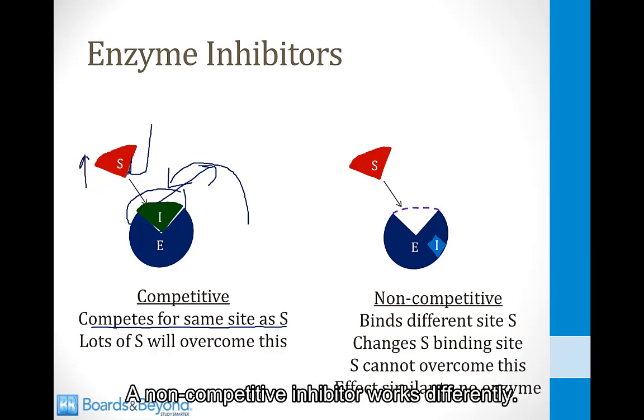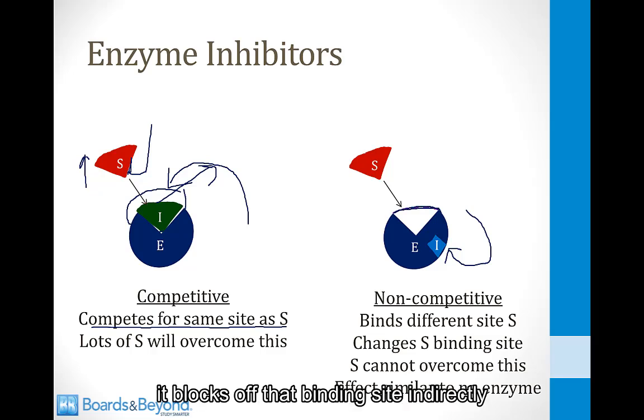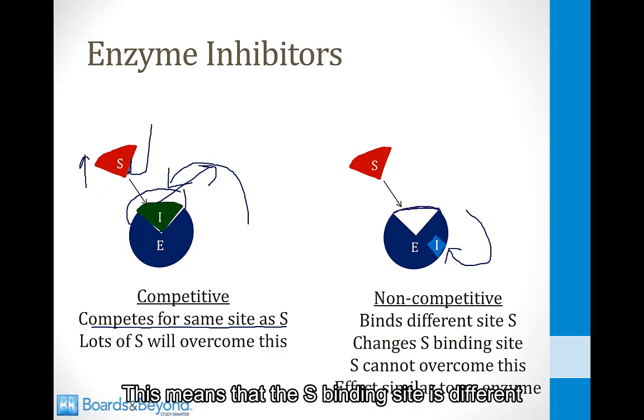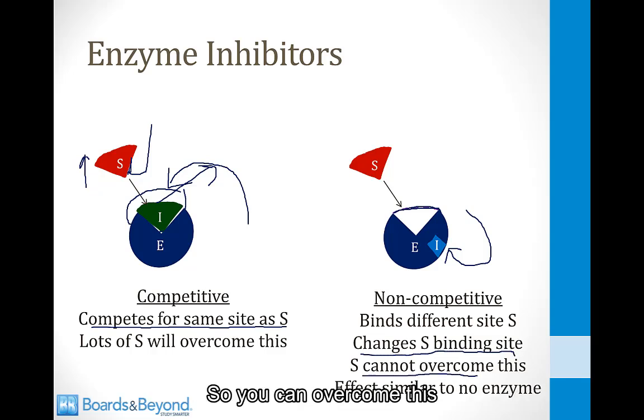A non-competitive inhibitor works differently. It binds to some different site on the enzyme away from where the substrate binds, and it changes the shape of the enzyme so that there's no ability for the substrate to bind anymore. In other words, it blocks off that binding site indirectly by binding to some other area. This means that the S binding site is different, and it doesn't have the right shape to fit S anymore, so you can't overcome this by putting a lot of substrate into this system. Essentially, the enzyme has been changed into a form that doesn't bind S anymore.